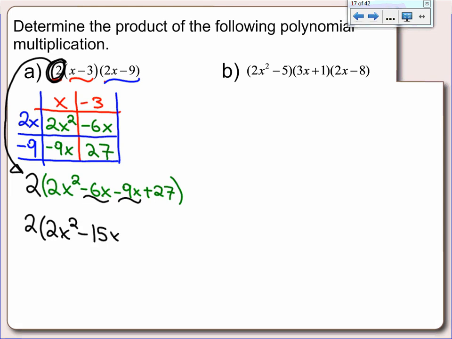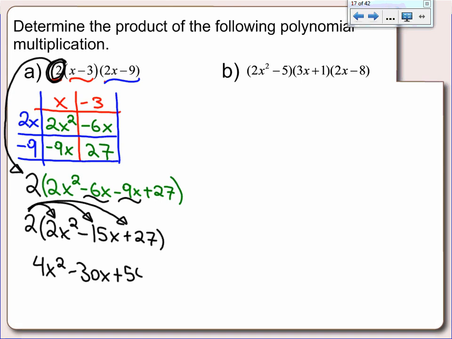Now we can distribute this 2 in. So the 2 multiplies into the first thing. It's going to be 4x squared. It then distributes into the second thing. It gives me negative 30x. And it multiplies into the last thing to give me positive 54.